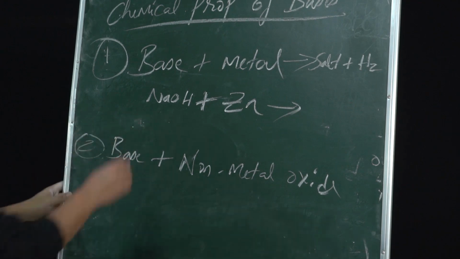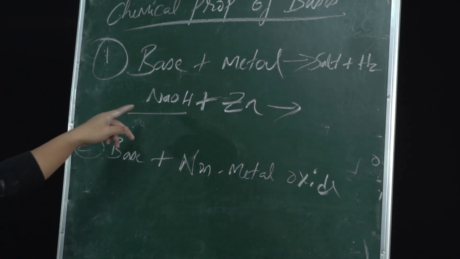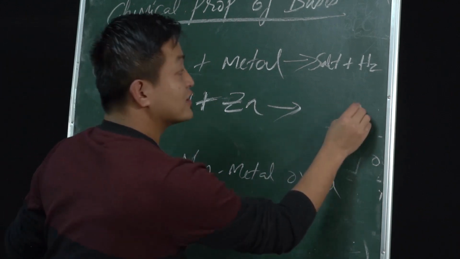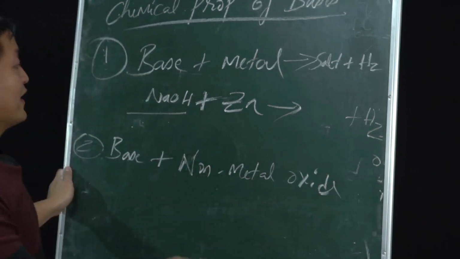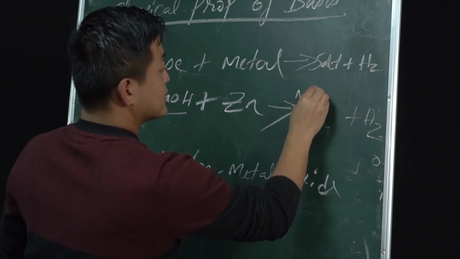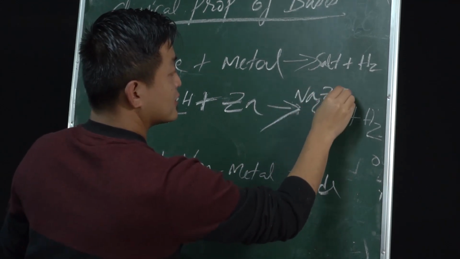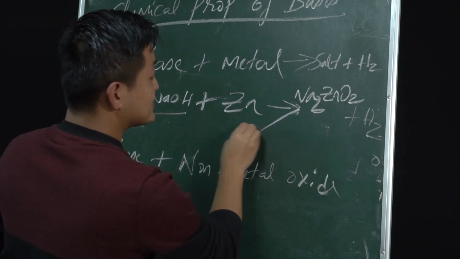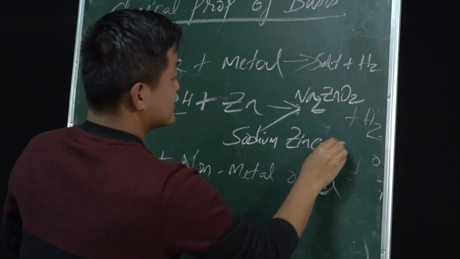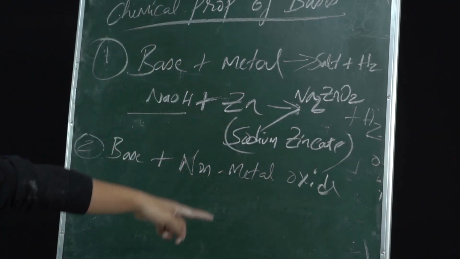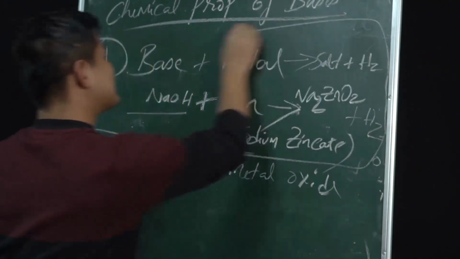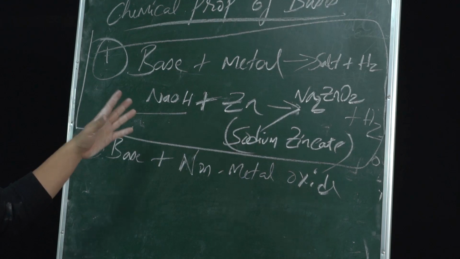So we have here sodium hydroxide, which is also considered the strongest base, and zinc. If we react these together, we are going to get hydrogen gas, and we will also get sodium zincate, Na2ZnO2. Clear? So this is one thing. The concept is very similar to our acid.